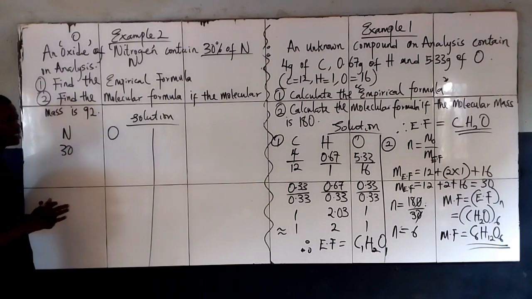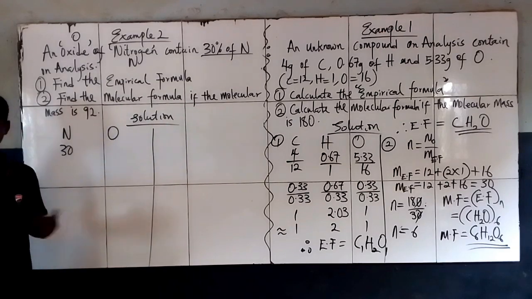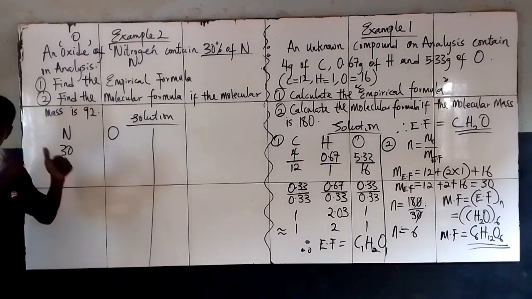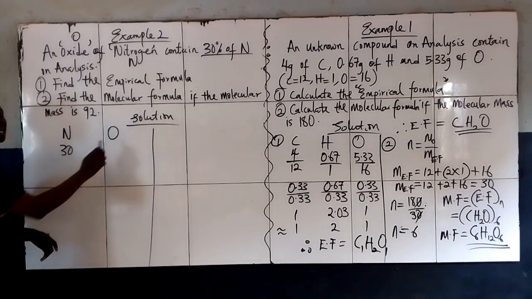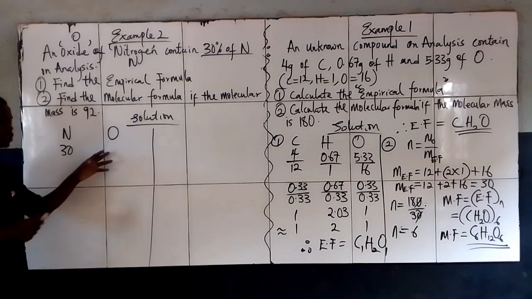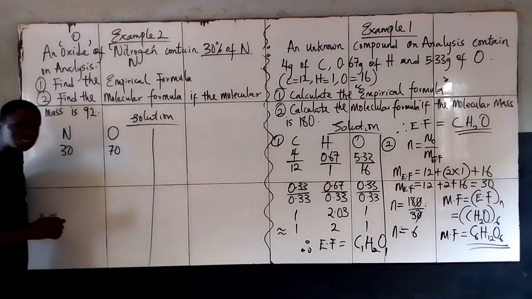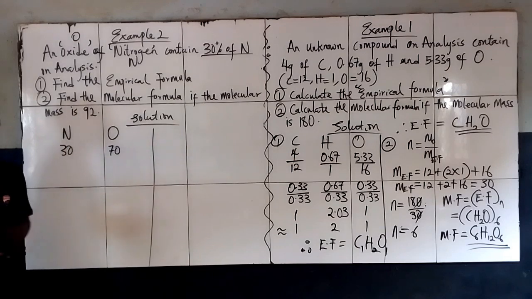Now, was the percentage of oxygen in this unknown compound given? No. Or can we find it? The answer is yes. If there are two elements in the compound, and the first is 30%, what percentage will be left out of 100%? Is it not 70? So this will be 70% oxygen in this unknown compound.